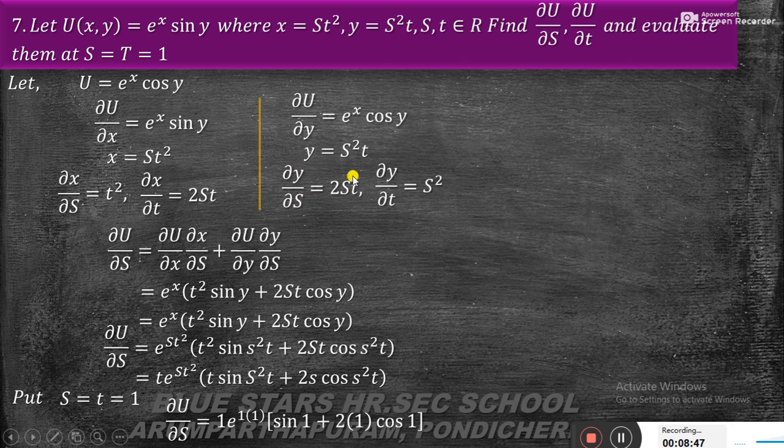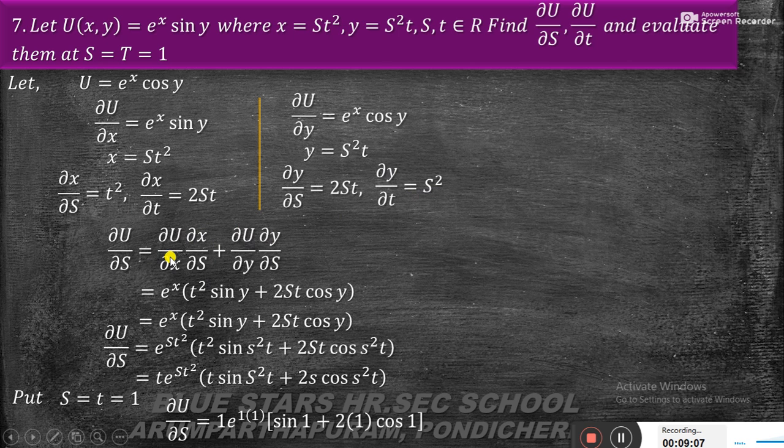So ∂y/∂s, the derivative of s square, is 2s times t. ∂y/∂t means differentiation with respect to t, so it is s square. Therefore ∂u/∂s equals ∂u/∂x into ∂x/∂s plus ∂u/∂y into ∂y/∂s.